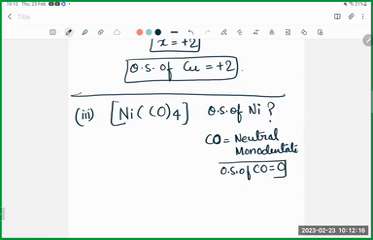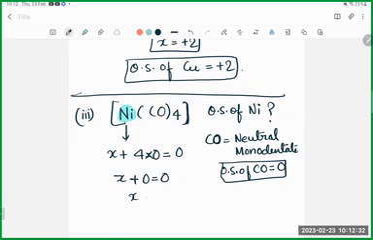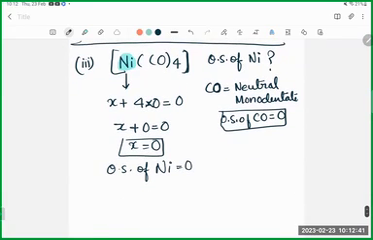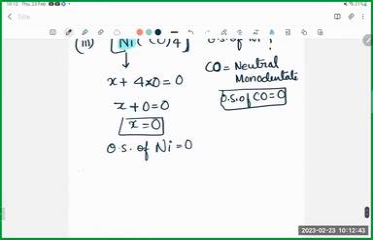That's the reason I told you to take the screenshot. Now, what is the central metal atom? Nickel. Nickel, let this be x plus 4 into 0, right? And the entity does not carry any charge, so 0. Did you understand? x is equal to 0. So what is the oxidation state of nickel over here? 0. Do you understand? Yes, ma'am. Will you try the next one by yourself? Yes, ma'am.